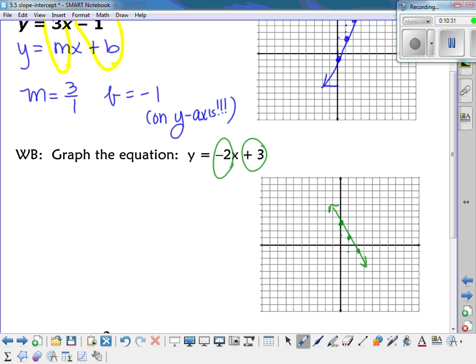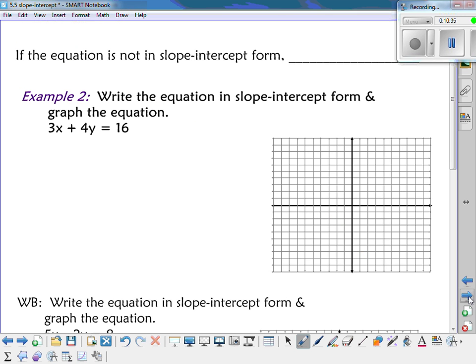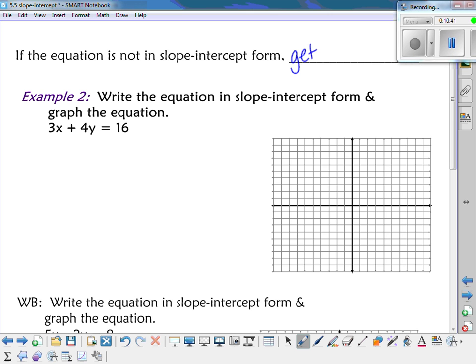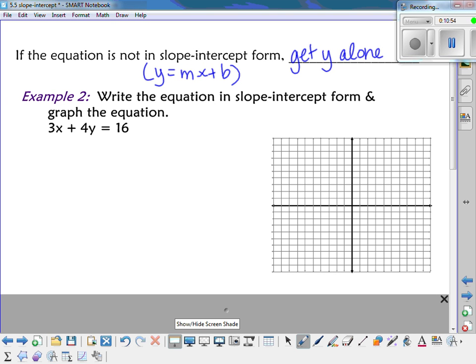Okay, the last thing we're going to do is, what if it's not in slope-intercept form? If the equation is not in slope-intercept form, then you need to get y alone. In other words, put it into y = mx + b form. So if I have the equation 3x + 4y = 16, I'm going to get the y alone.